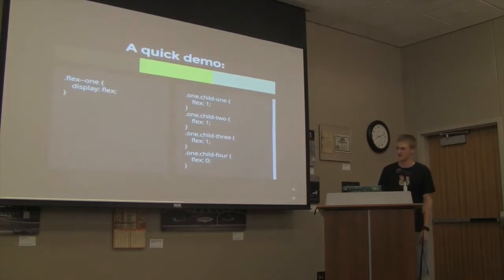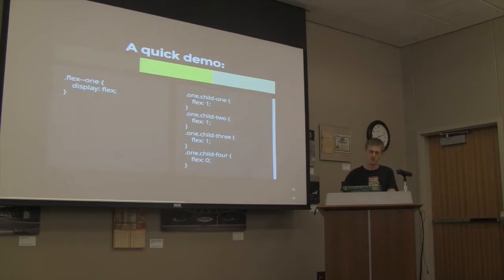So here's what that looks like in practice. We've got these three containers here. We've got our parent, which is displaying flex. We've got three children that all have a flex value of 1. We've actually got a fourth child down here that has a flex value of 0. We can change that to 1 and it just comes right in there, which is pretty sweet. You don't have to mess with percentages. You don't have to do anything. Flexbox just figures it out for you.